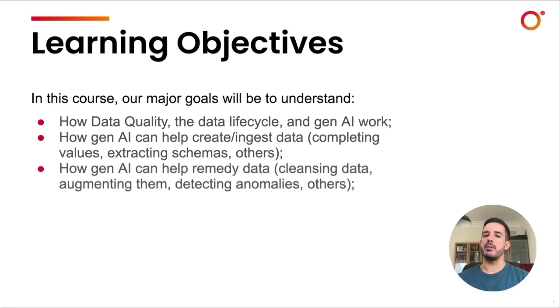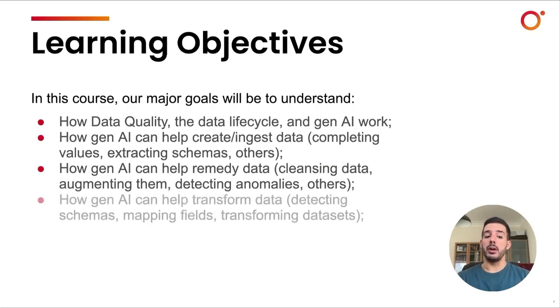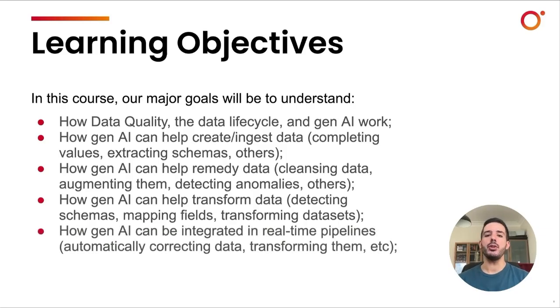Or for example, how generative AI can help actually remedy data and increase their quality, be it by cleansing noise, augmenting the data, detecting anomalies, and performing preliminary statistical analysis, among other operations. Or how generative AI can help at the data transformation stage when you want to change their format, change your schema, and so on, by detecting the schema that exists, both the source one and the target one, by mapping the fields from one to the other, or by actually transforming data sets using generative AI.